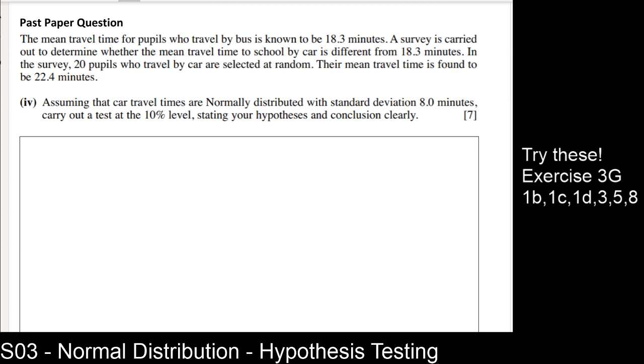So next example: the mean travel time for pupils who travel by bus is known to be 18.3 minutes. So the first thing that we do is we're going to write H0 is 18.3.